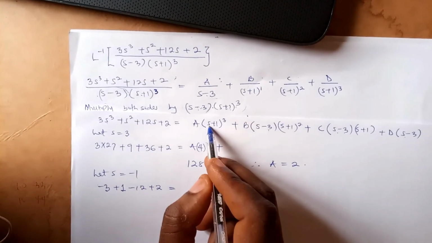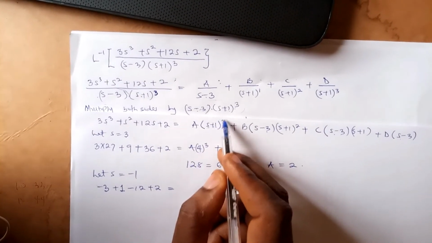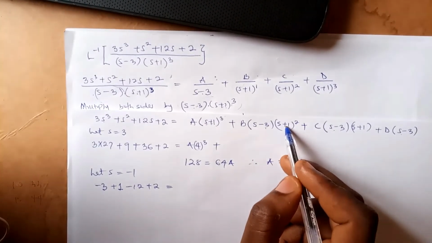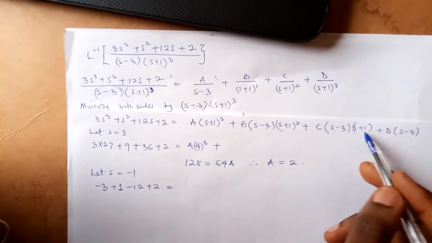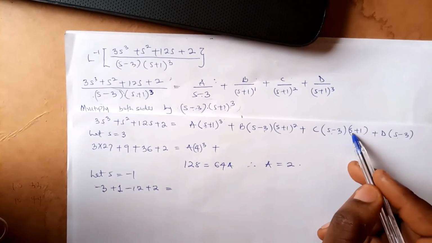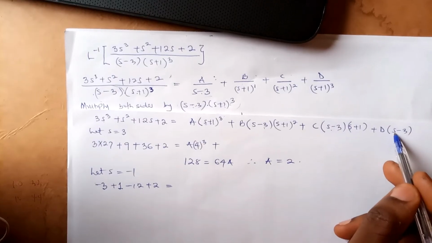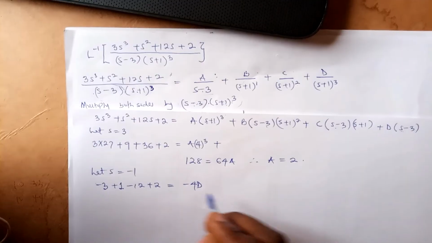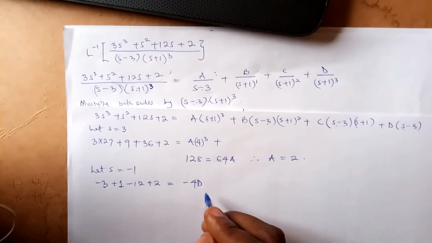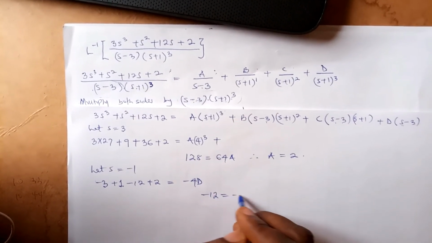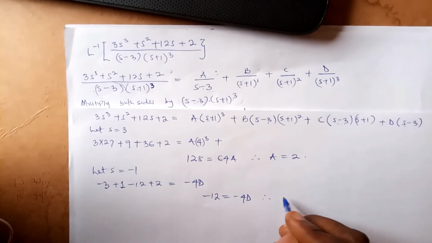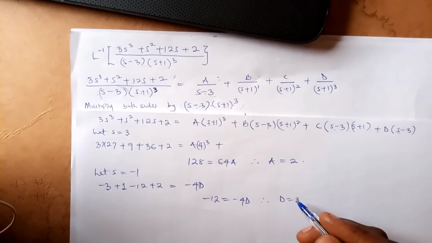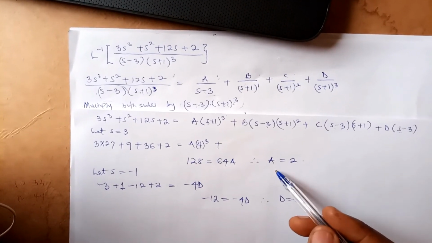Then is equals to, by the time you put minus 1 here, this one will go, so you won't have a again. By the time you put minus 1 here, definitely this will give you 0, then everything will go. By the time you put minus 1 here, that will be minus 1 minus 3, that will be minus 4d. So by the time you press this one, what we discover is minus 12 is equals to minus 4d. So from here, our d is equals to 3. Now, we're almost through. It remains our b and c.